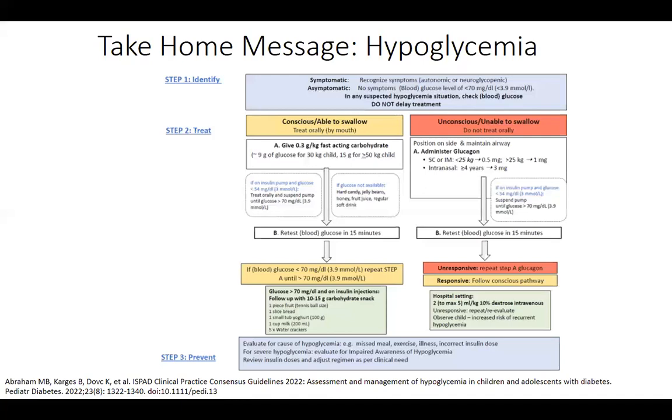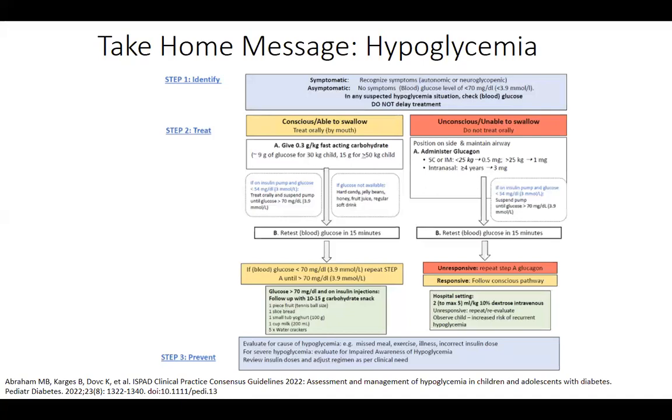Three, to prevent that and identify the precipitating factor. And once you identify the precipitating factor, readjust the insulin or readjust the food to avoid the hypoglycemic episodes. So at the very end, as I conclude, remember, hypoglycemia can happen.